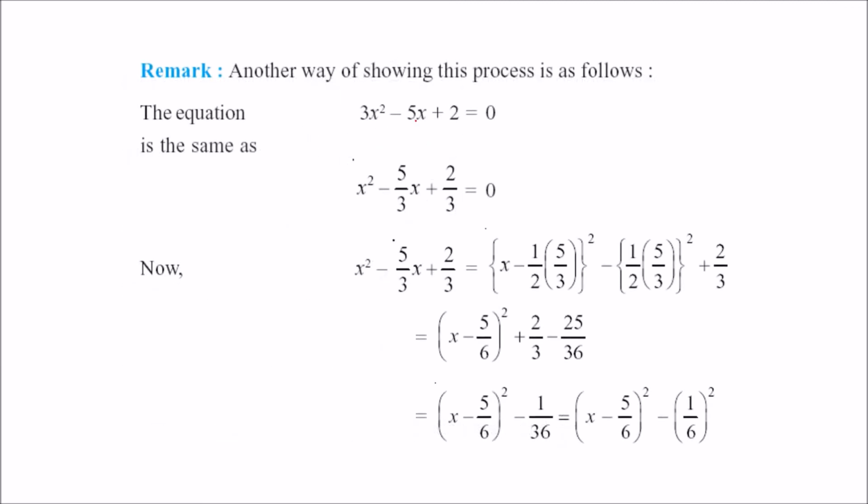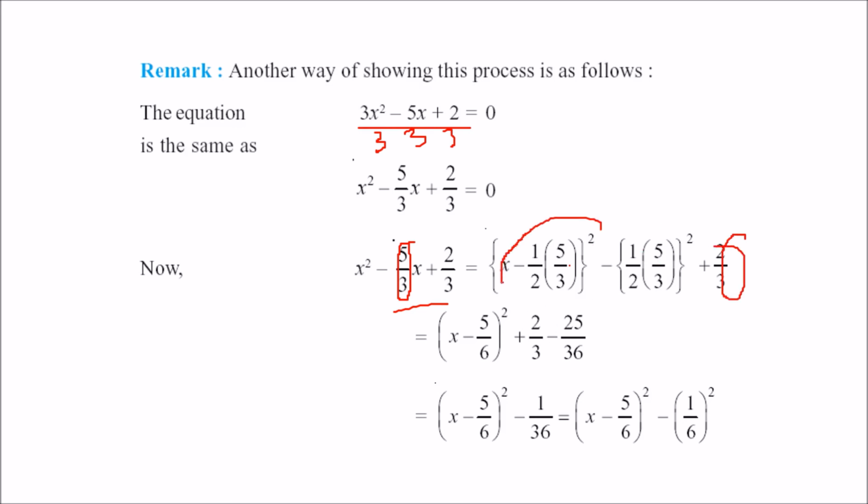There is another process also if you want to solve. If you are interested in not multiplying, then you can divide the whole by 3. So you get x square minus 5 by 3x plus 2 by 3. In this, what you have to do, x minus half of this term whole square, minus half of this term you have to subtract, because you have already added inside.